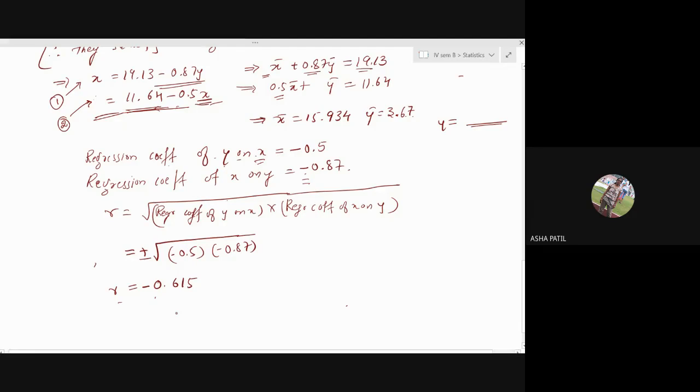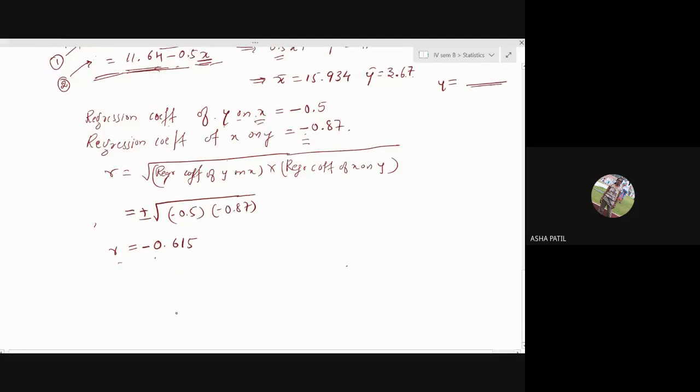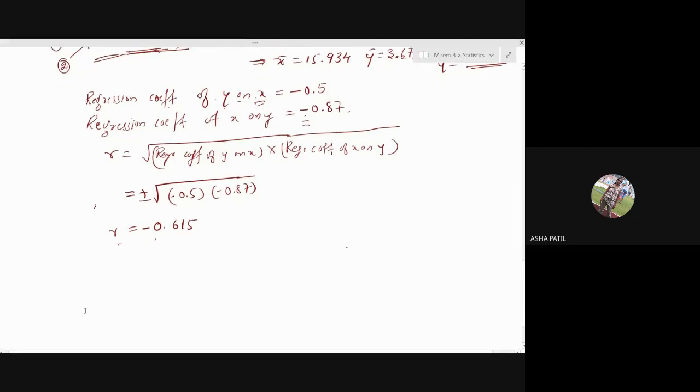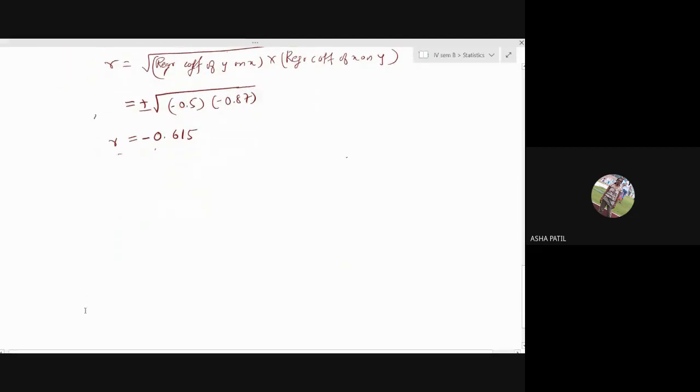Any doubts in your homework examples that you have done? I think I had given some examples to find the regression coefficients, or finding R with a table. Hope you had done it. Let me go for one more example.